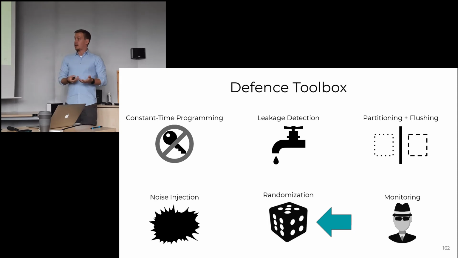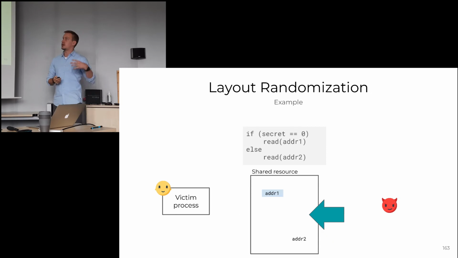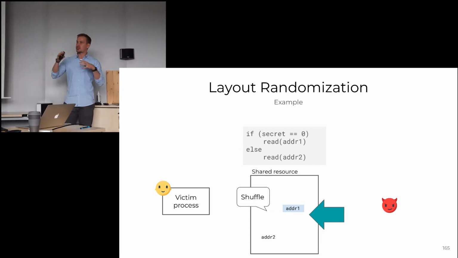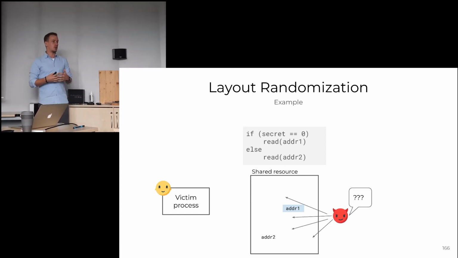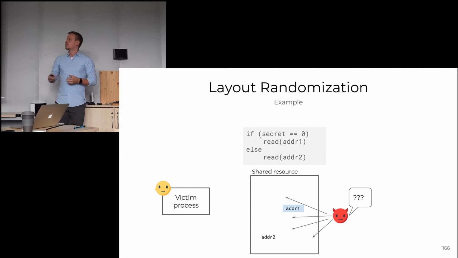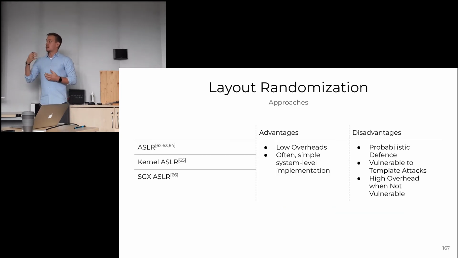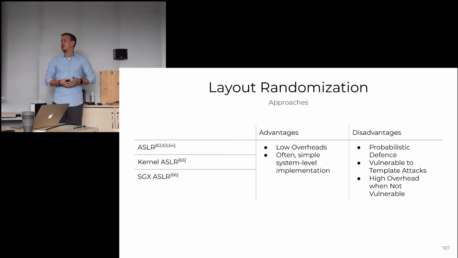Now, another alternative technique is to randomize the location of the data. So here, every time we execute the snippet of code, or every time we start a program, we are shuffling the locations of these objects, so of addresses 1 and 2. We are changing the location of these objects. And here the idea is that the attacker will get confused and won't know where to look for the signal. It's implemented in practice. We have ASLR even implemented on the kernel space in Linux. There are also some approaches for SGX. But this technique is vulnerable to another attack.